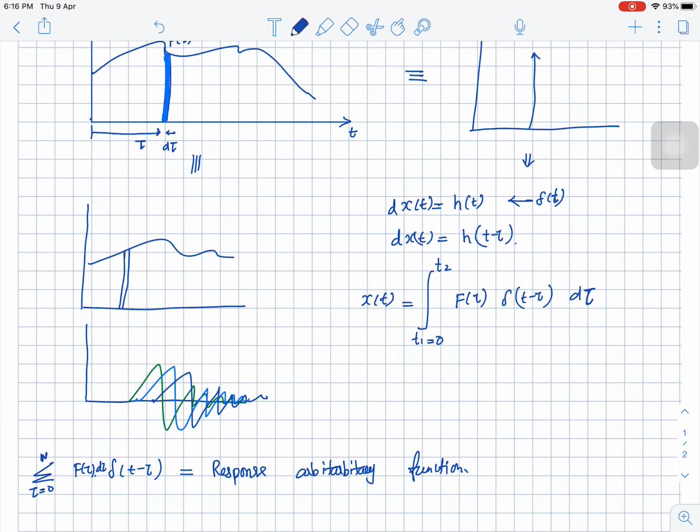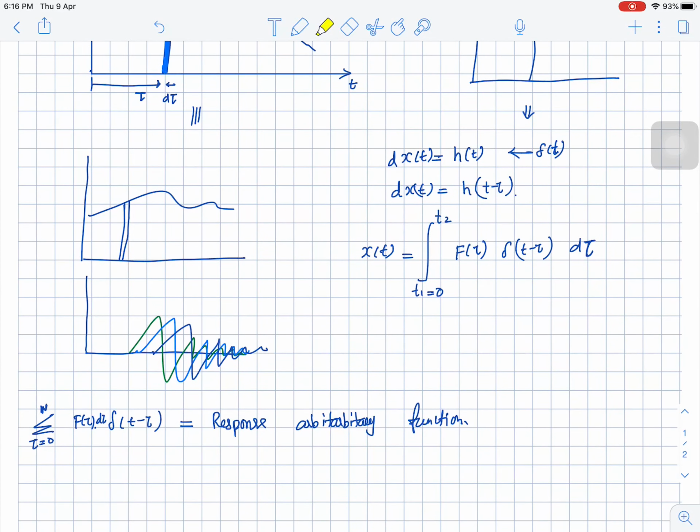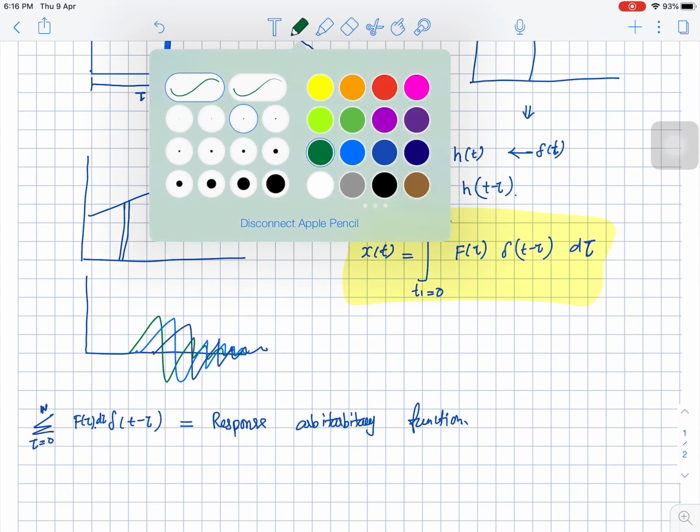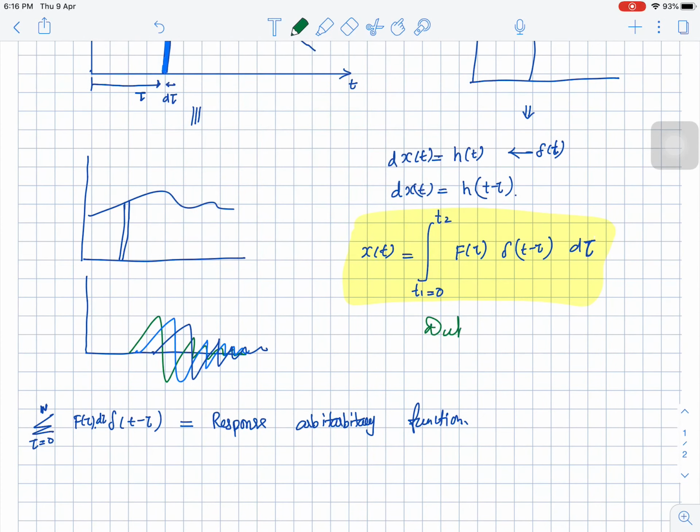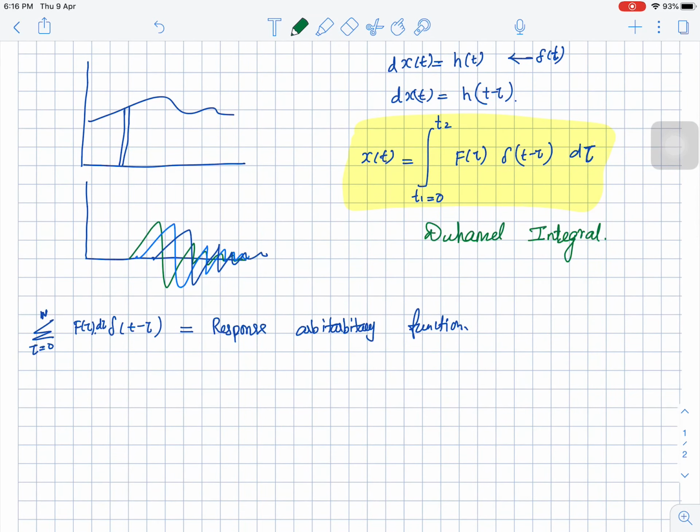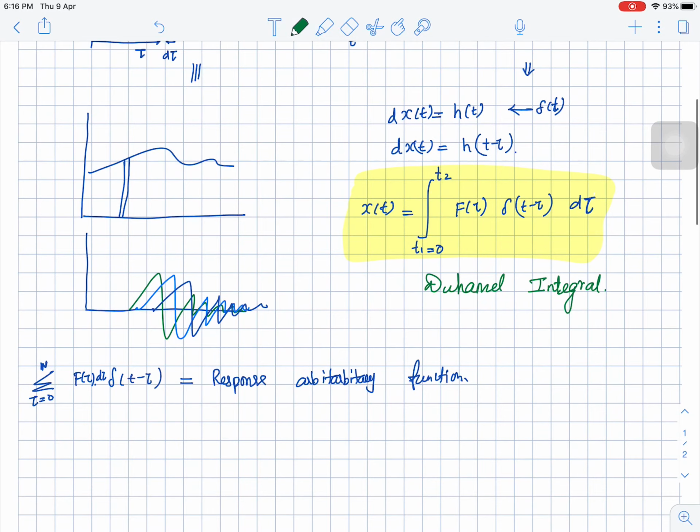This integral is called the Duhamel integral. So now, sorry, this will be h of t, this will be h of t, yeah.